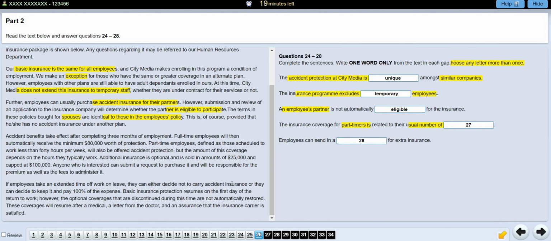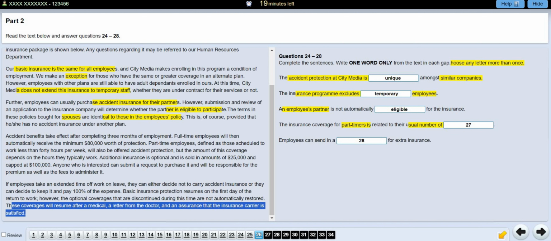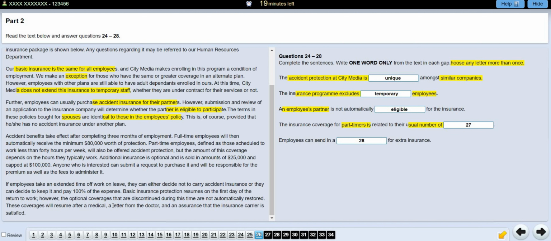Employees can send in a request for extra insurance. If employees extend time on leave from work, they can either decide not to carry accident insurance or they can decide to keep it. Basic insurance protection ends on the first day of leave, however, and optional coverage that was discontinued is automatically restored. This coverage will resume after the medical and insurance requirements are satisfied.